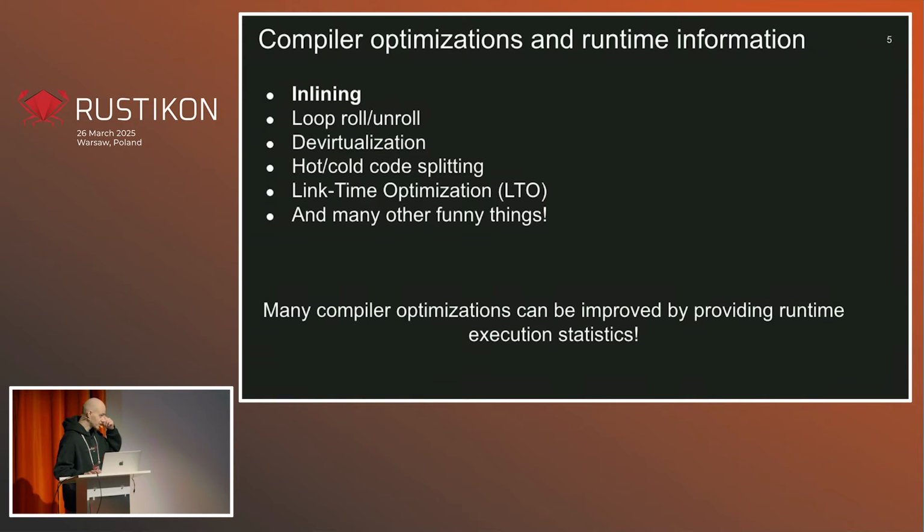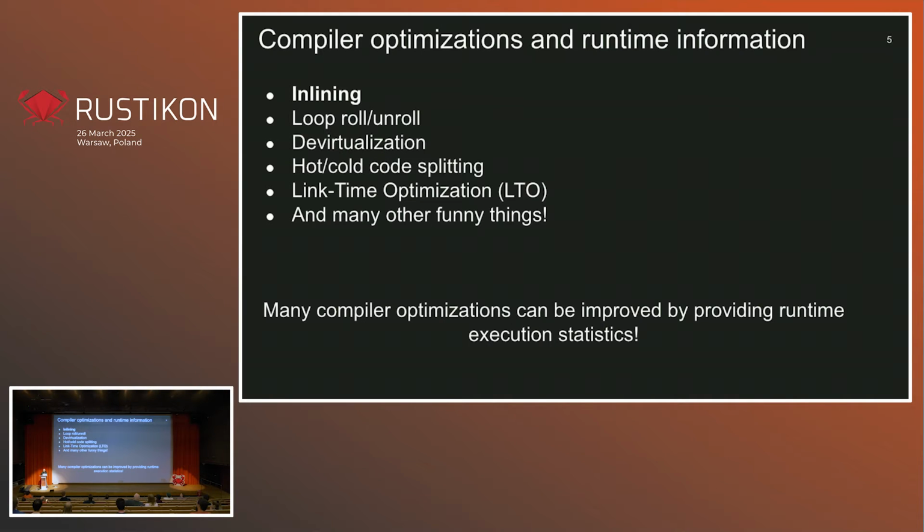Modern compilers are optimizing compilers, and they perform a lot of different optimizations, like inlining, loop unrolling, devirtualization, link time optimization, and many other things. We don't care about the details of any of these optimizations. We care about how they can be improved. Most of these optimizations can be improved a lot in quality by providing some statistics about how your application is executed at runtime, which branches are executed, how frequently they are executed in practice, and so on.